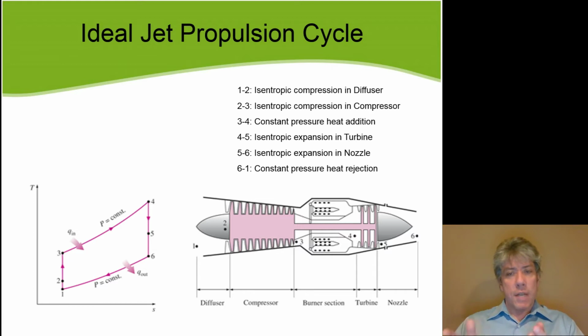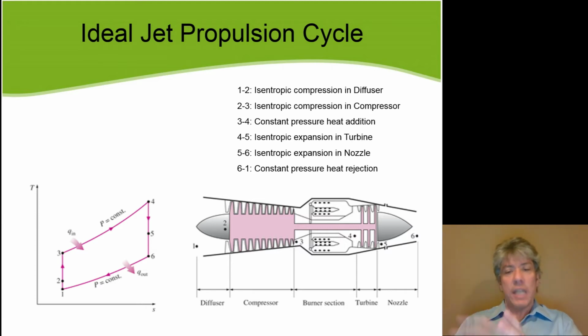From state 4 to state 5 is the turbine section. That's where the air actually does work, turning the turbine blade so that it can drive the compressor. So from state 4 to state 5 is an isentropic expansion process in a turbine. And then finally from 5 to 6 is the whole reason you build the whole thing in the first place. That's the isentropic expansion in the nozzle.